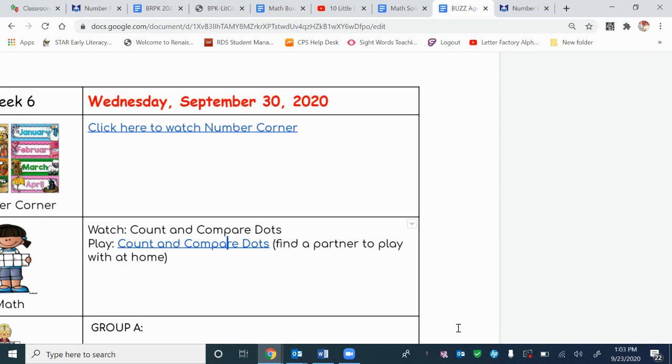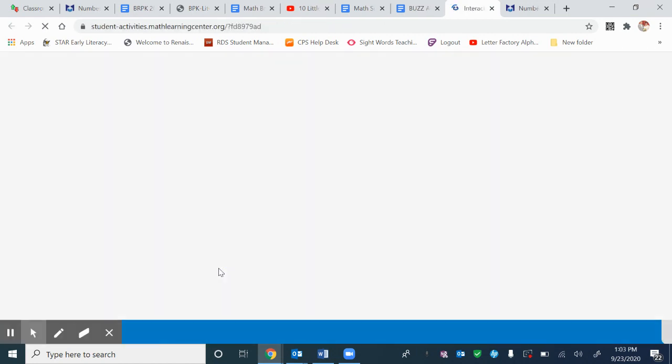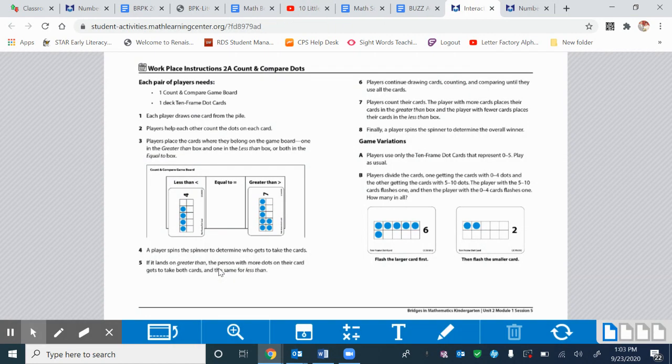Now, when you go to Buzz and you go to your agenda, you go down to math, you're going to click right here, play, count and compare dots. You're going to open it up, and that's going to load up our game. On the first page here is just the directions, but we need to get to the actual game board. So this is really important so that you can find that game board.